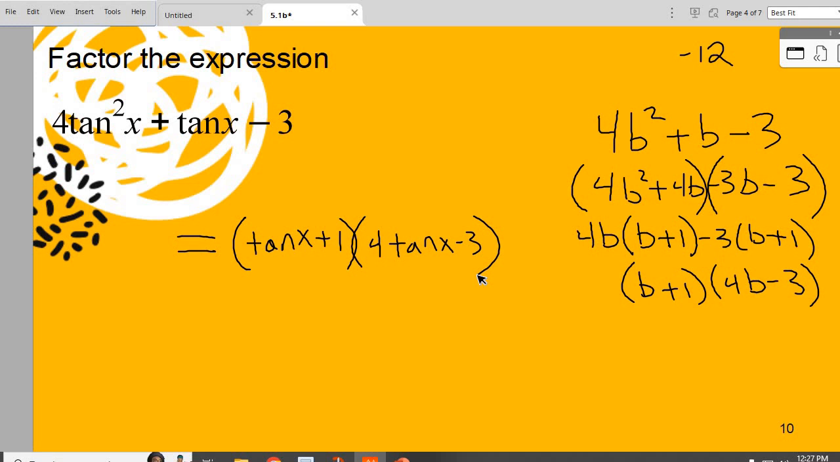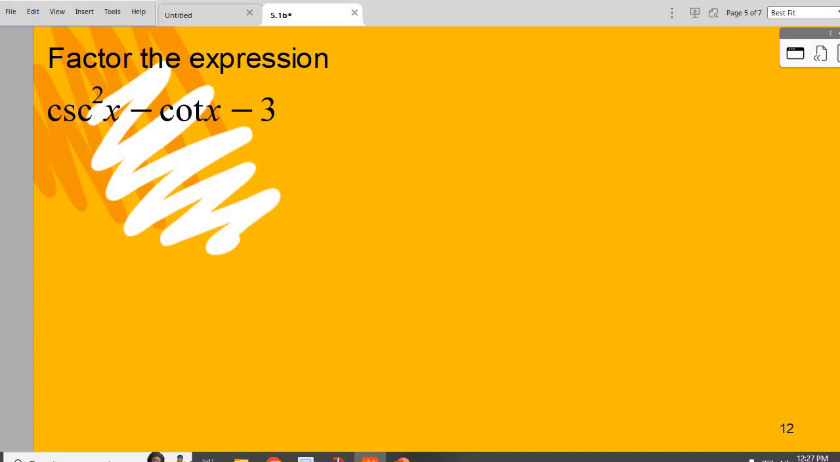What questions do we have on that? Alright, continuing on. Okay, let's figure out this one. How many terms do we have? 3. Okay, so we have a trinomial again.